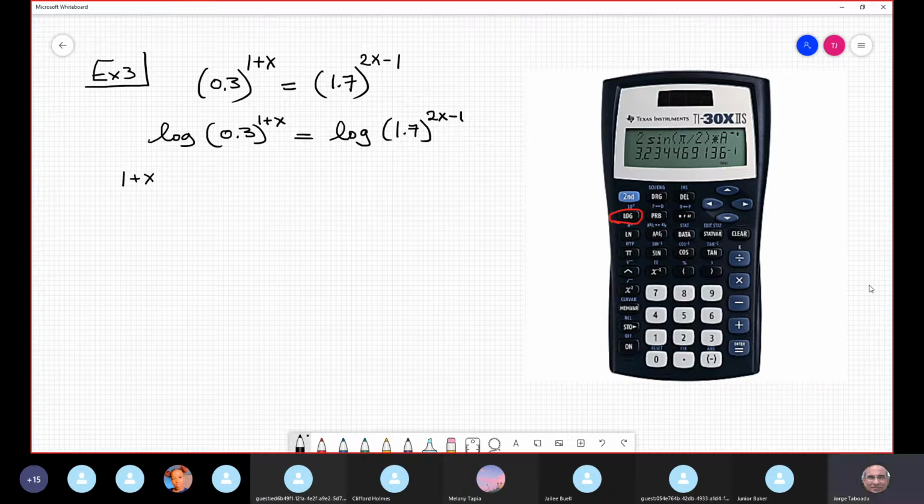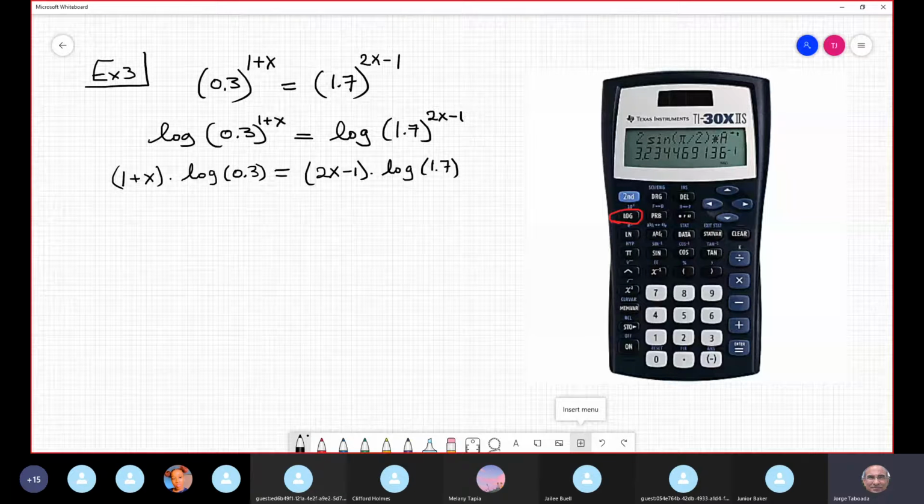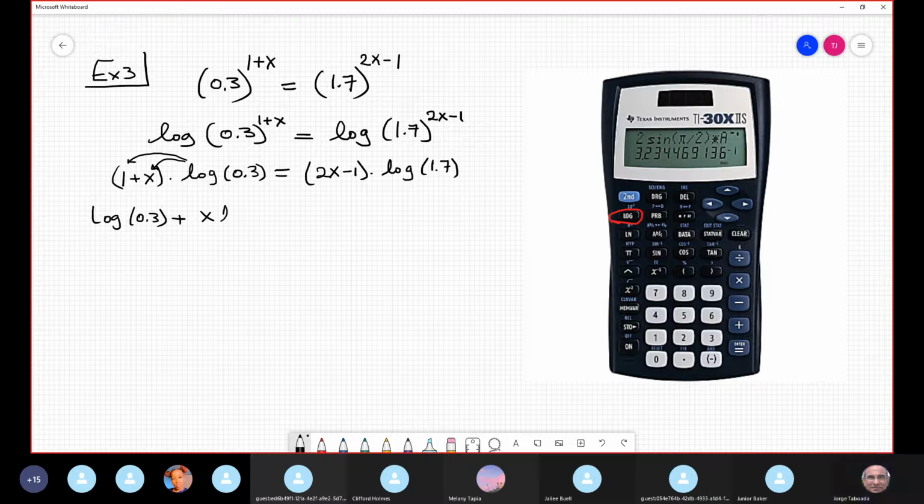So, I highly recommend putting the parentheses, because this expression, the binomial, is multiplied times LOG of 0.3. Likewise, 2x minus 1 times LOG 1.7. Okay, this is just a number. Don't be scared. A number and a number. They are, of course, irrational, but we can compute them on the calculator, no? The rest is basic, intermediate algebra. You distribute: you multiply this number by this and this. So you have logarithm of 0.3 times 1, which stays the same, plus x times logarithm of 0.3. That is the left-hand side.